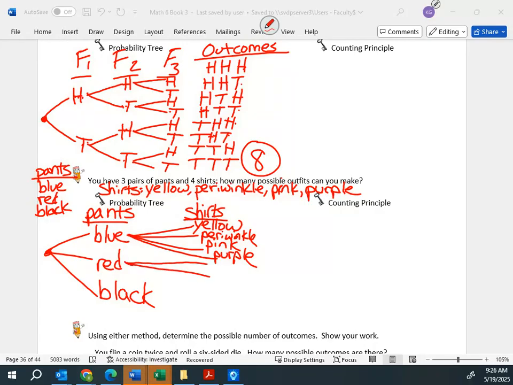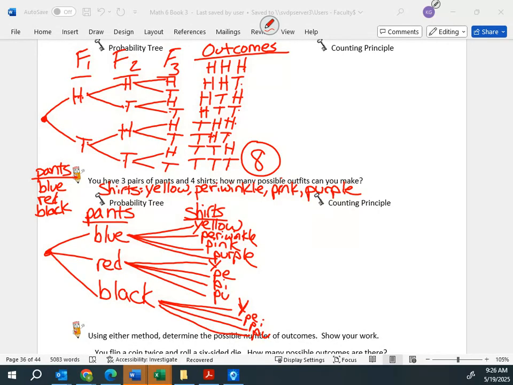Even though it might not be the prettiest outfit, the most put together outfit, I could still choose all 4 of those. So I could choose, I'm just gonna write a yellow, a PE for periwinkle, a PI for pink, and a PU for purple. What if I chose black pants? Emma? Could it be all? Yeah, I could choose all 4 again. So I could have yellow, periwinkle, pink, and purple.